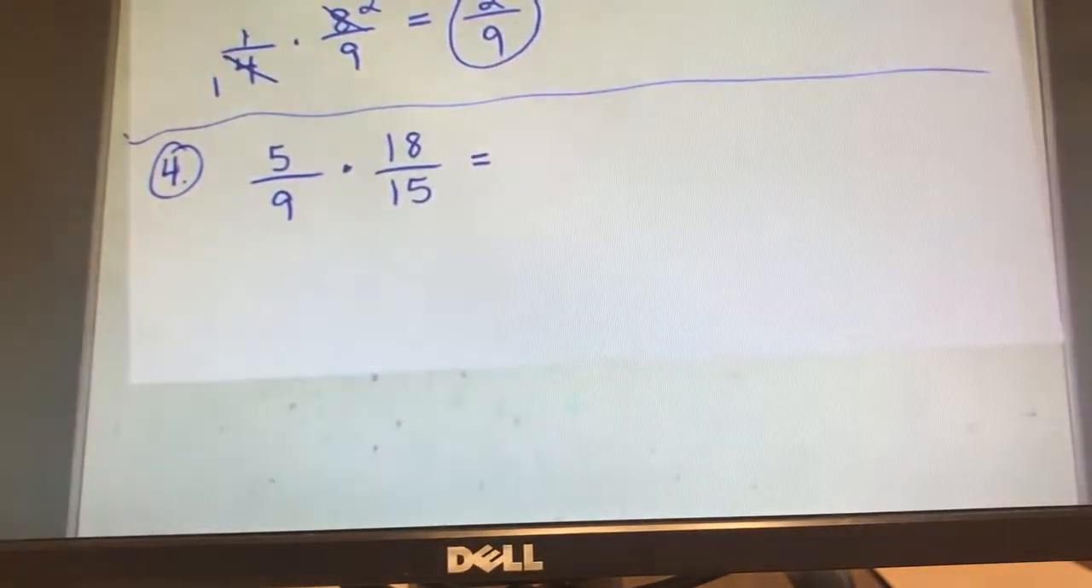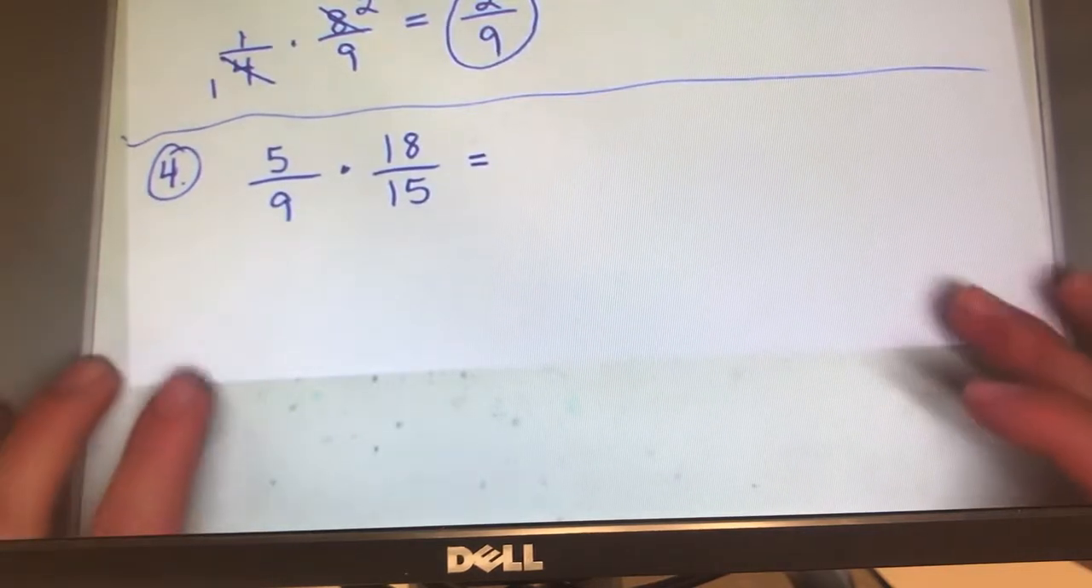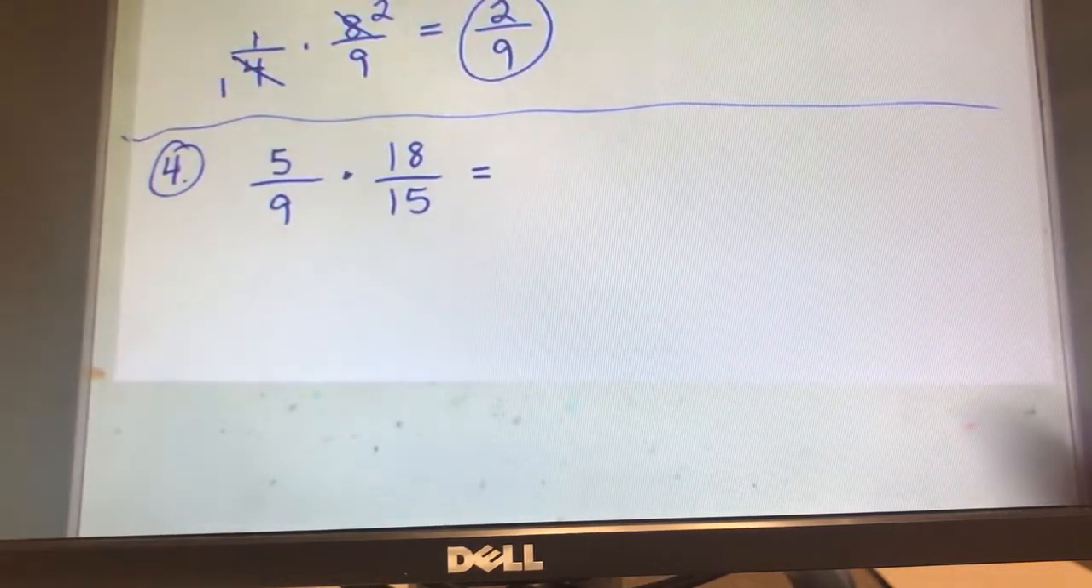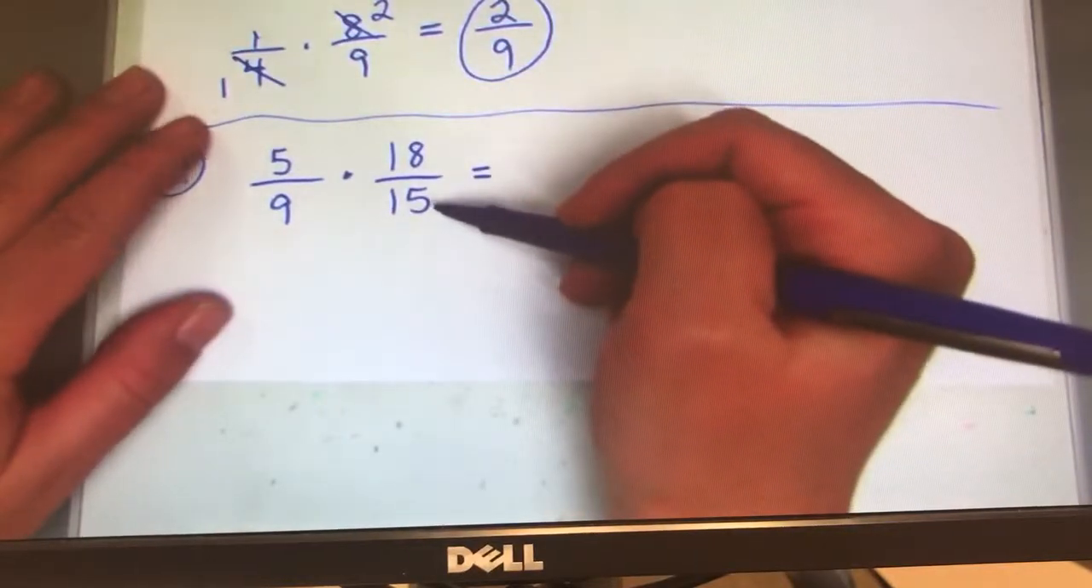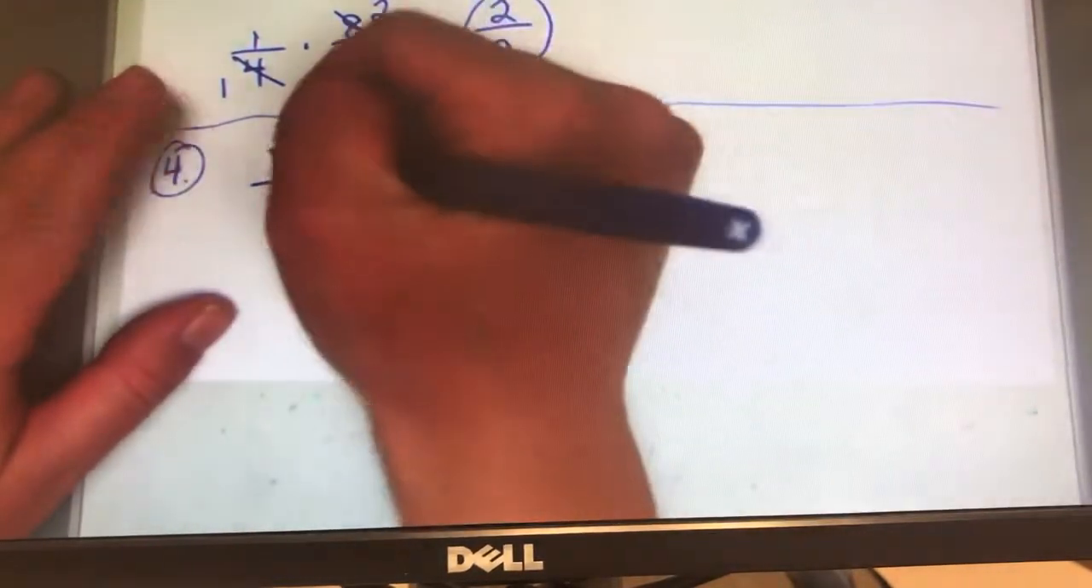Now you can use a calculator in this class, so you could multiply the numerators and denominators, but you're going to get some really big numbers, and then the problem with that is you have to simplify it, which is not impossible to do, it's just not the easiest thing to do. So what I prefer to do, especially with bigger numbers, is do the simplifying method first. So meaning I look across, 5 and 15 can both be divided by 5.